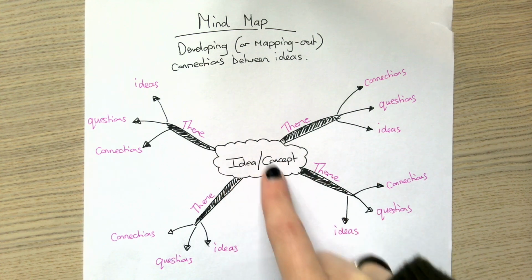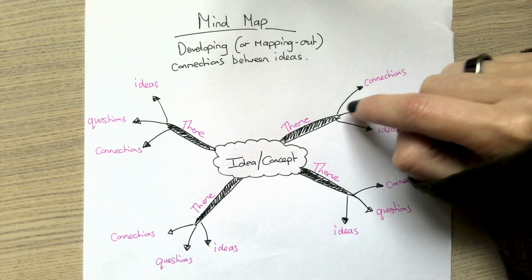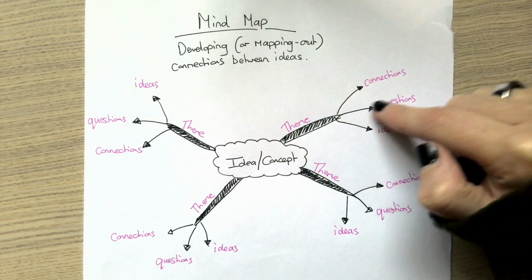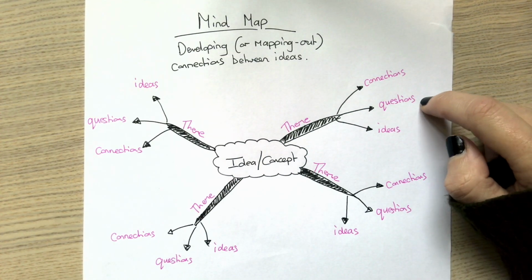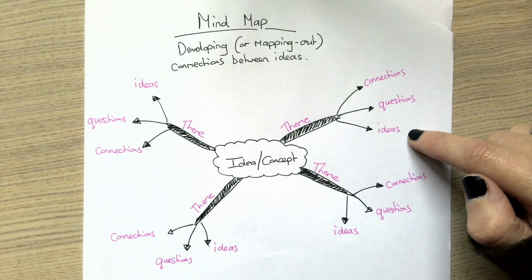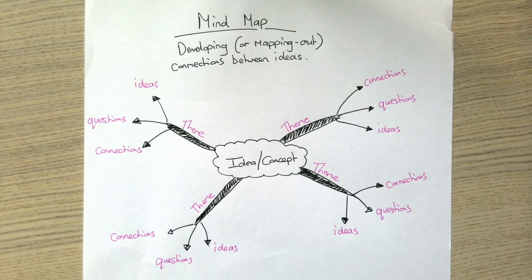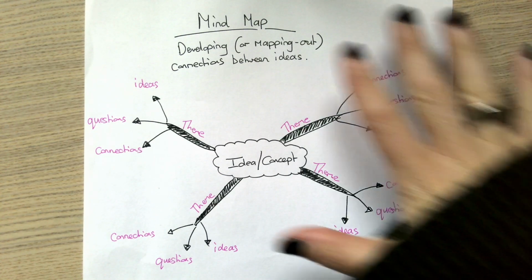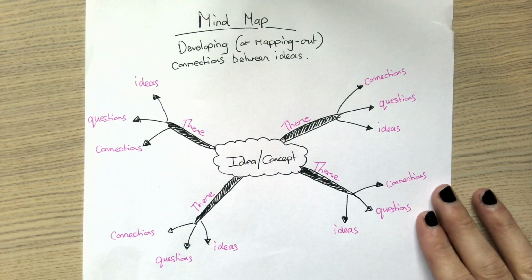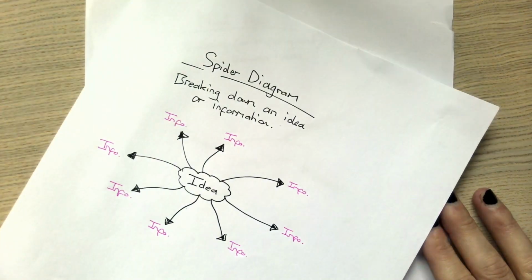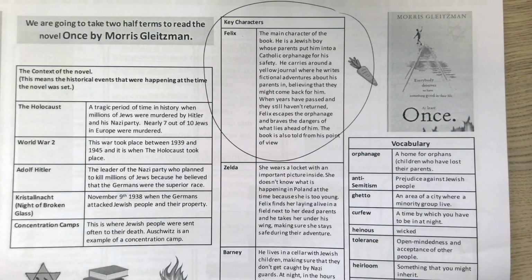So you have your main concept and idea, then you have your various themes or categories. Off of those, you have little branches, like little synapses in your brain. And these might be connections. They could be some questions that you have about the theme, and they could be ideas. Now, what's brilliant about a mind map is it can be done in a written format, or it can be done with little symbols and pictures as well. The idea is that you explore an idea, and so it really tests your brain in a much bigger way than the spider diagram.